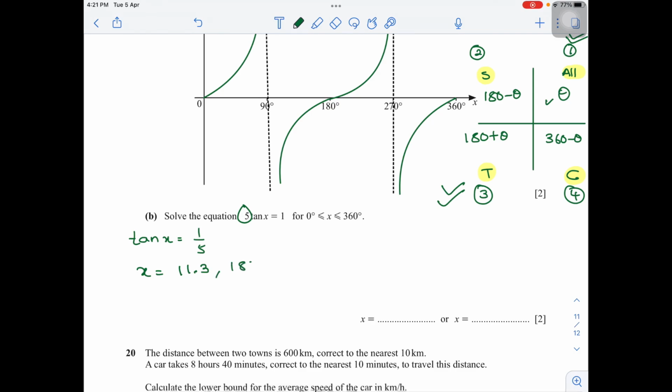The second angle is 180 plus theta. What's theta? Theta is tan inverse 1 over 5, 11.3. So the first angle is theta, 11.3. The second angle is 180 plus theta, 180 plus 11.3, which is 191.3.